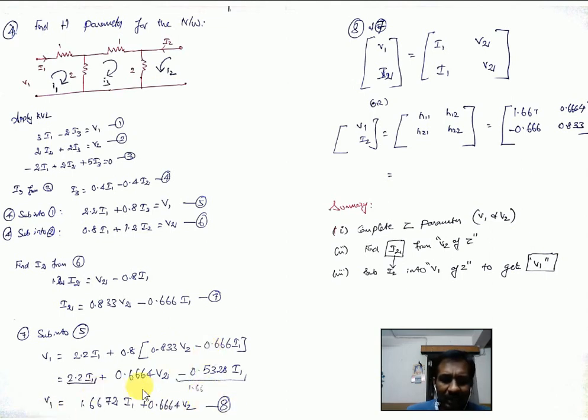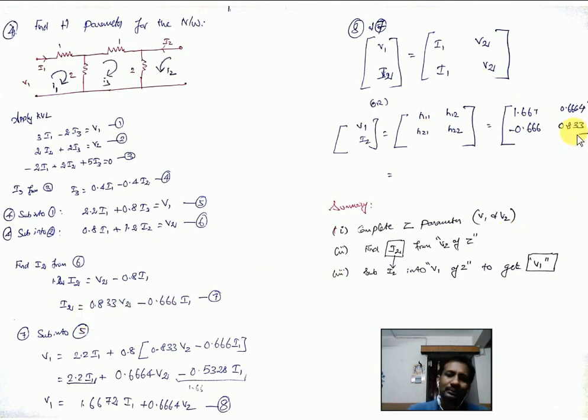I am going to get the V1. So substitute into the equations V1, I2. You are going to substitute V1, I2, I1, V2. Then substitute that one, V1 is 1.6672 I1. Then V2 is 0.664. Then the I2 equation: first I1, where is I1? Minus 0.666. Yes, substitute. Then after that you can substitute V2.